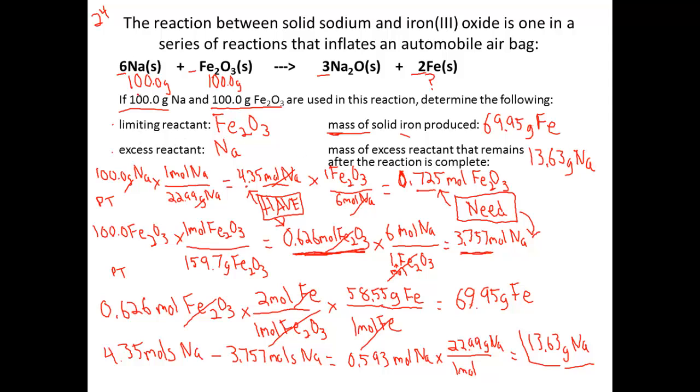So starting with 100 grams of sodium and 100 grams of iron 3 oxide, we would end up running out of the iron 3 oxide first. We would produce 69.95 grams of iron in the end of this reaction, and we would have 13.63 grams of sodium left over afterwards. That was a lot of information. You might have to go back through and look at this problem again.